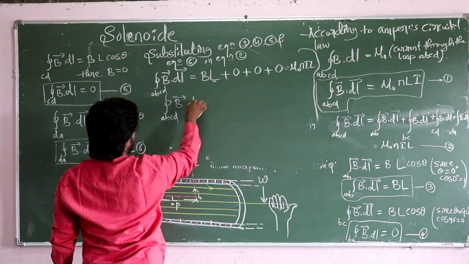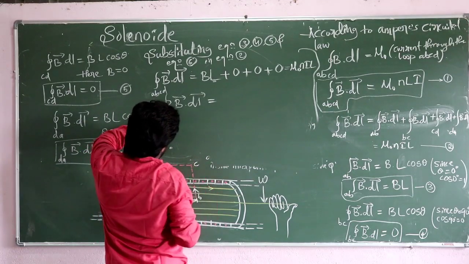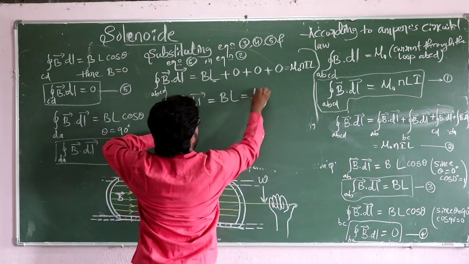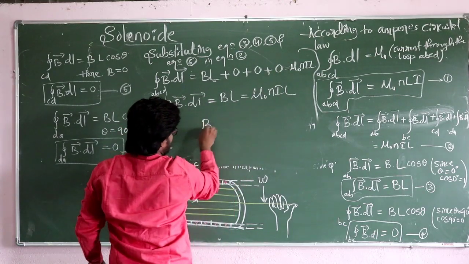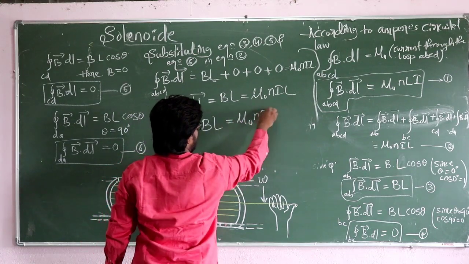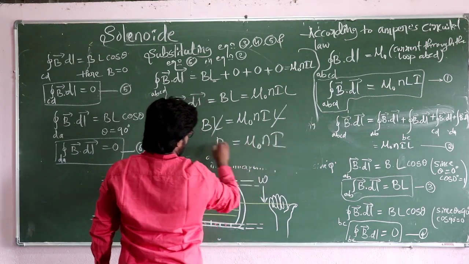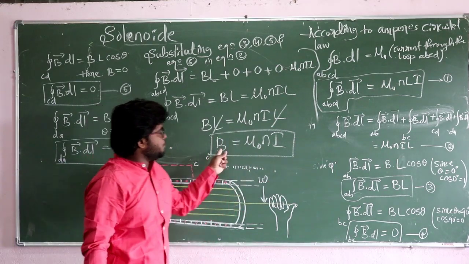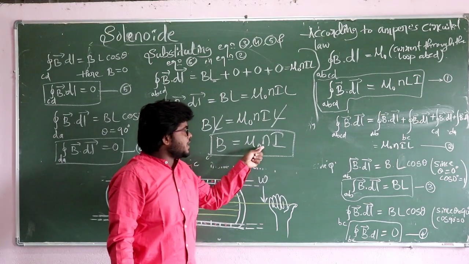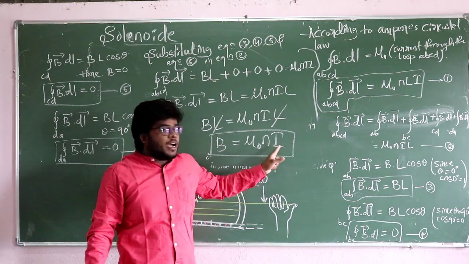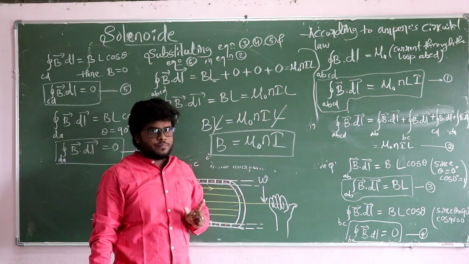So across ABCD, B L is equal to mu naught N I L. Comparing the two, B L is equal to mu naught N I into L. L cancels, leaving B is equal to mu naught N I. Here B is the magnetic field, mu naught is the magnetic permeability of free space, N is the number of turns per unit length, and I is the current flowing through the solenoid. Understood?